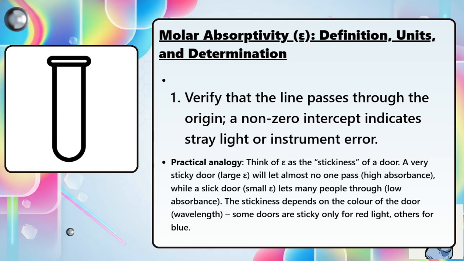Practical analogy: think of epsilon as the stickiness of a door. A very sticky door, large epsilon, will let almost no one pass, high absorbance, while a slick door, small epsilon, lets many people through, low absorbance. The stickiness depends on the color of the door, the wavelength. Some doors are sticky only for red light, others for blue.